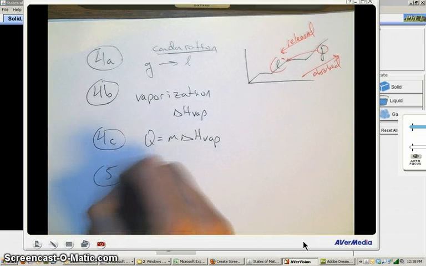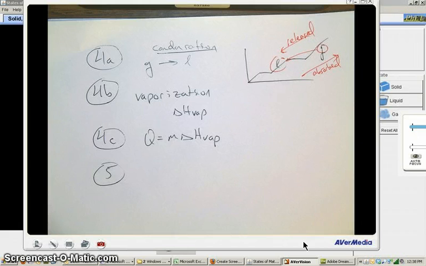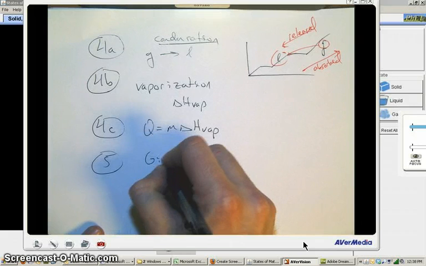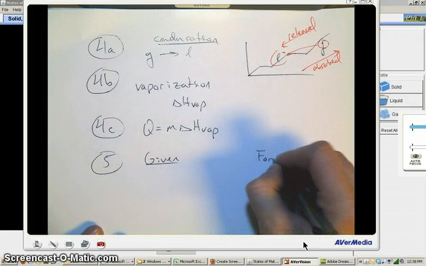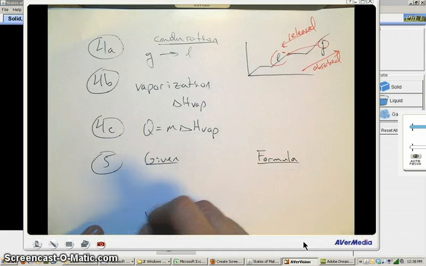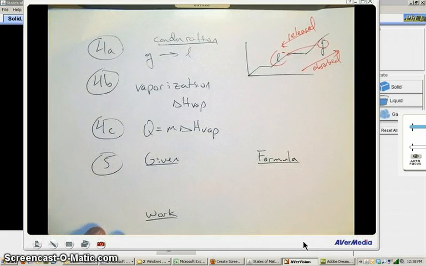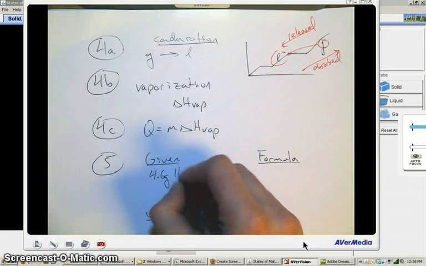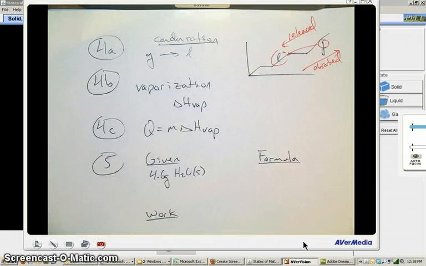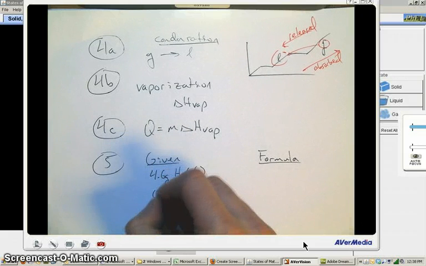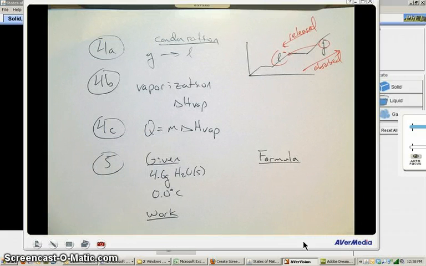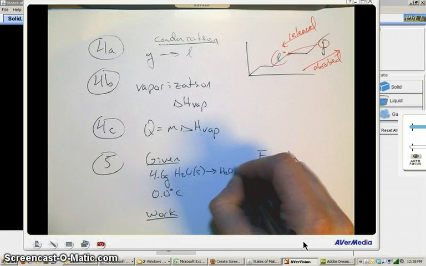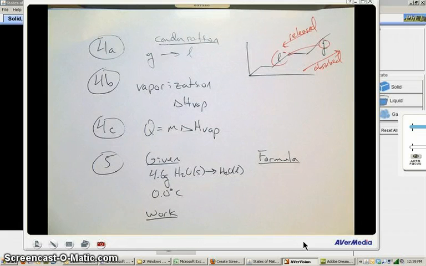Number 5. It says to calculate the energy transferred when 4.6 grams. Let's write this out with a given, a formula, and then work, which I showed you earlier. The given information is 4.6 grams of ice. Now, ice is water, which is H2O, in the solid state of matter. Then it says it's at 0.0 degrees Celsius. And the change that's happening is we're taking that solid ice and melting it, so it's going to go to H2O liquid. Class, do we have any questions about that?